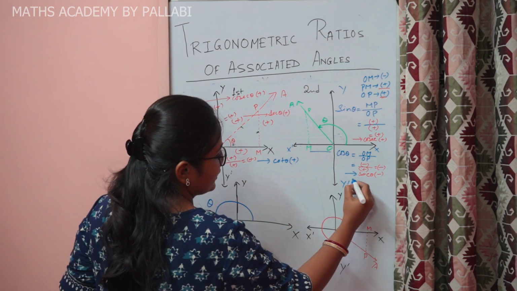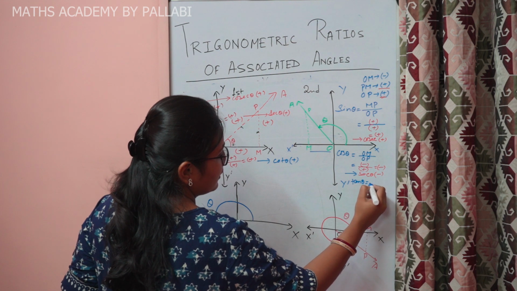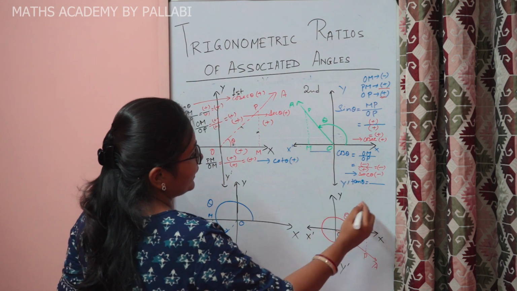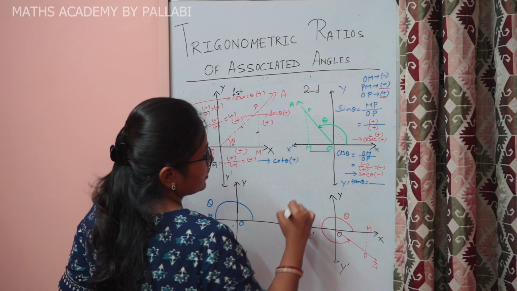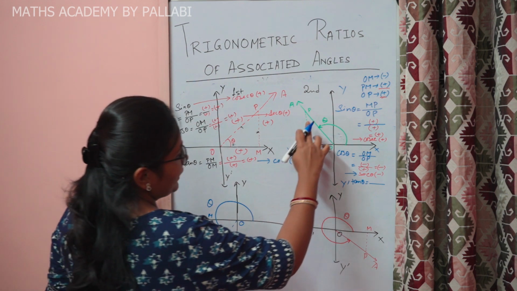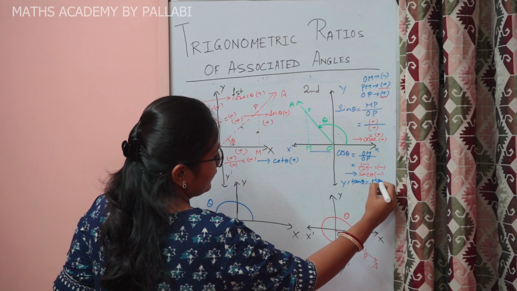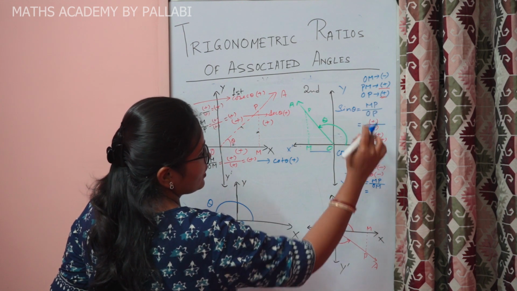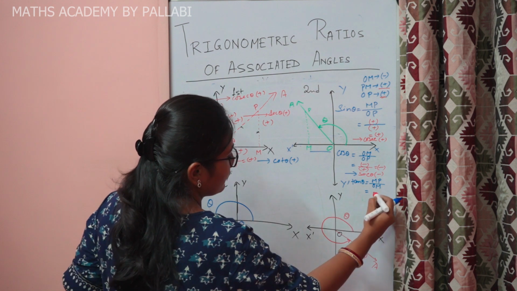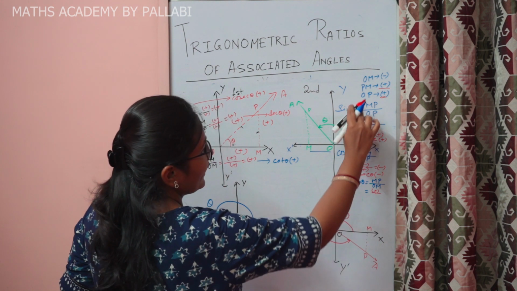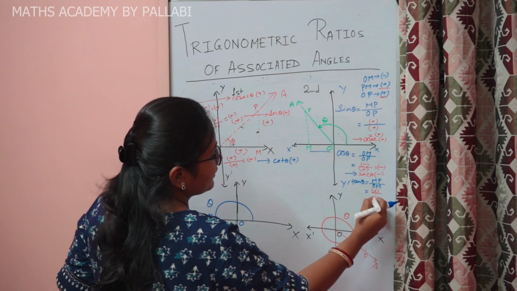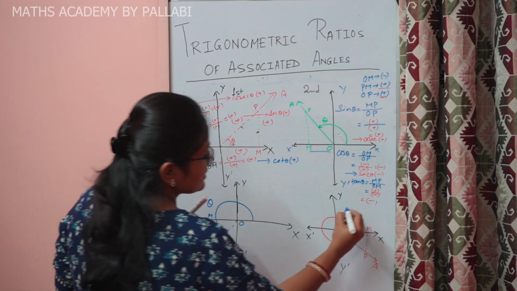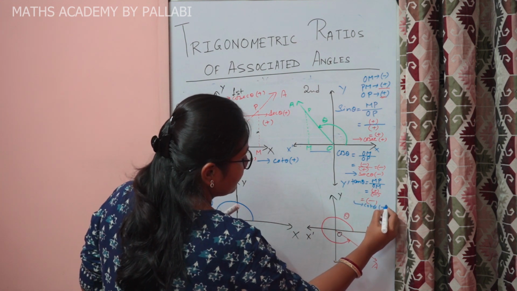Now tan theta. Tan theta will be perpendicular by base, that is MP by OM. Here MP is positive and OM is negative. So again tan theta is negative. Tan theta is negative means cot theta is also negative over here.